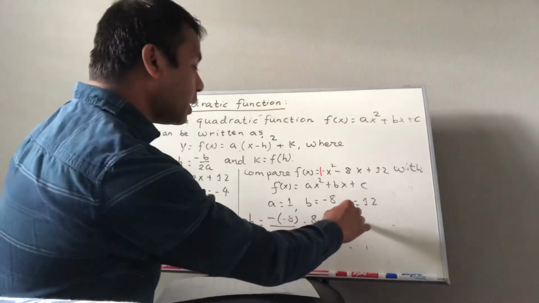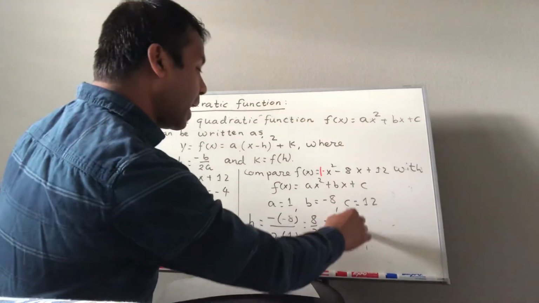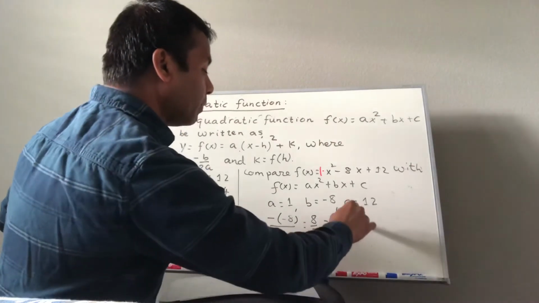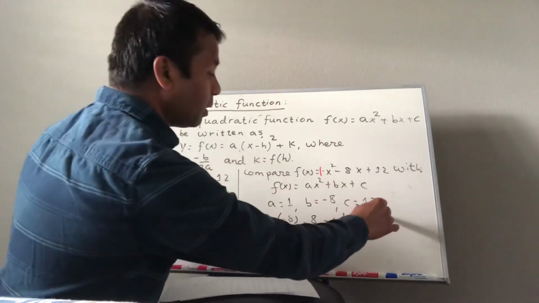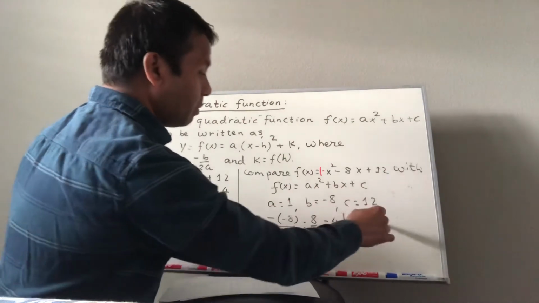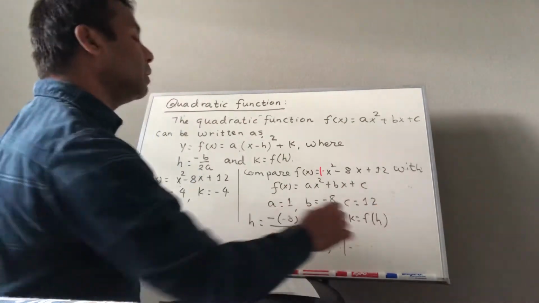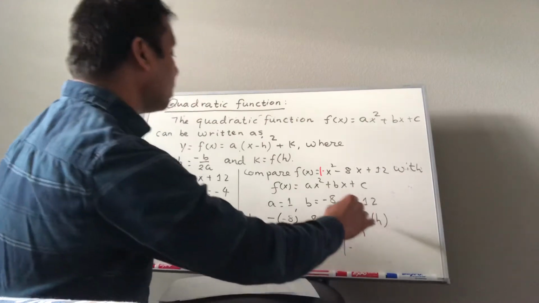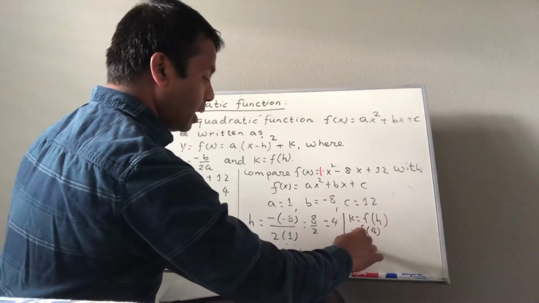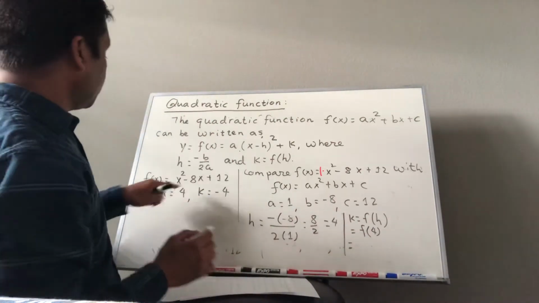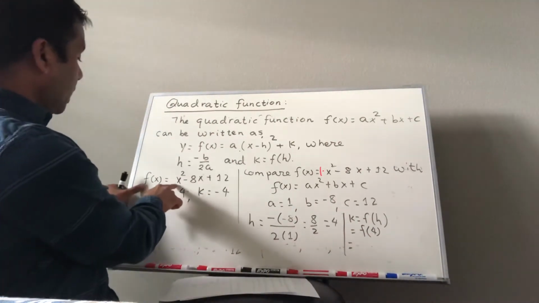So similarly, if you want to find the k, and k is, you guys know, the function evaluated at the h value, right? So which is f of, what is our h? 4, right? And what is f of 4?